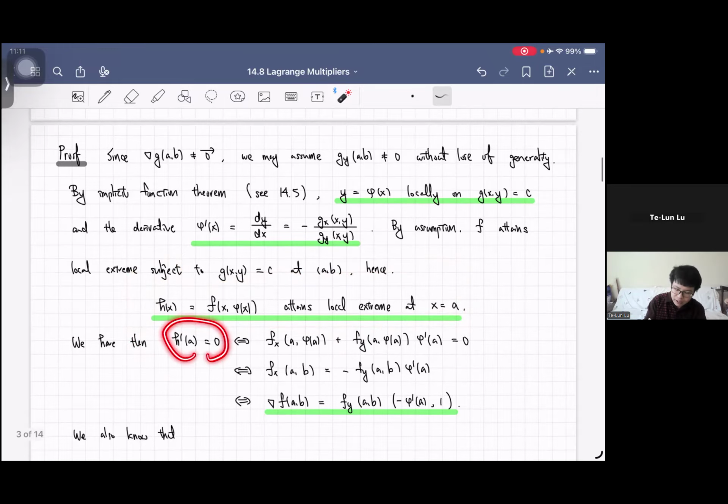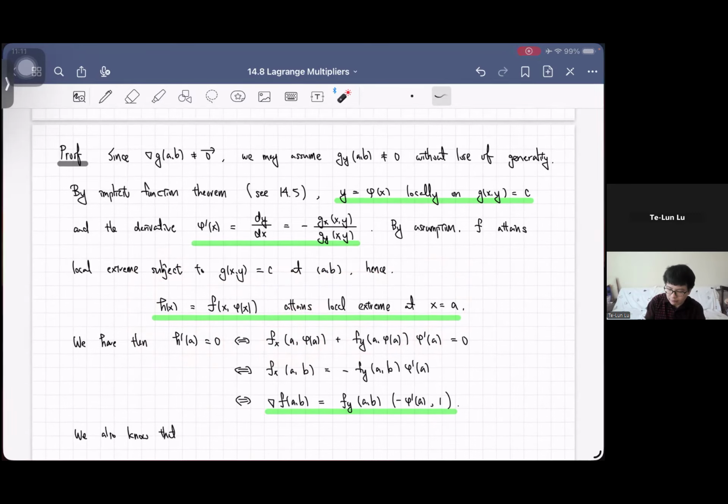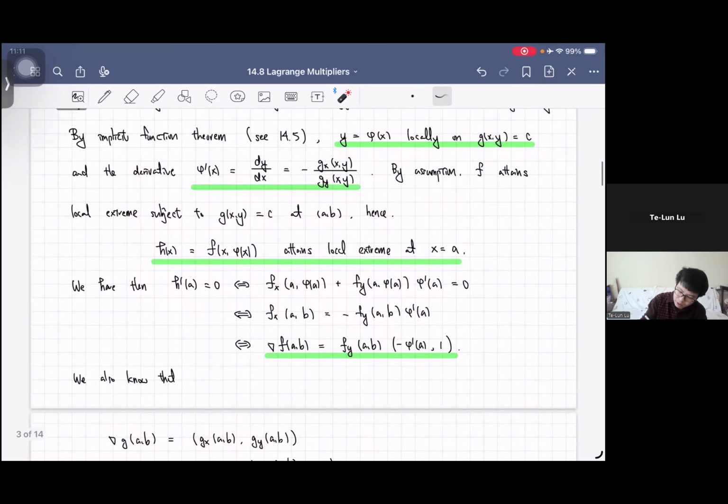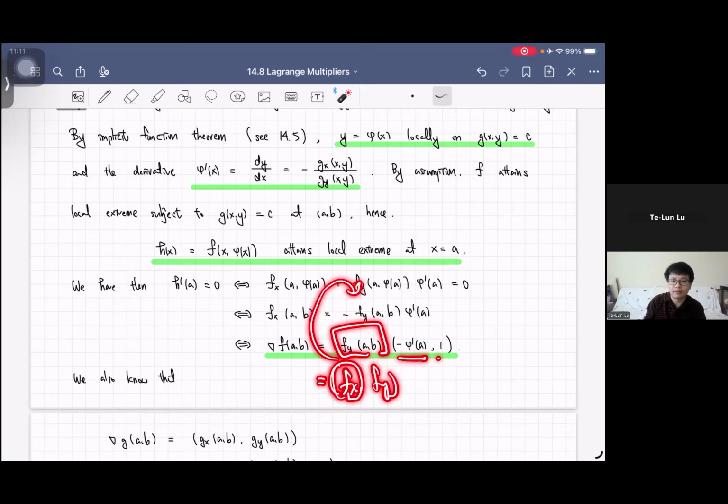So by chain rule, you have fx(a, phi(a)) plus fy(a, phi(a)) times phi prime of a equal to 0. So that tells us that you can solve fx in terms of minus fy times phi prime of a. So the gradient of f, maybe I can write more steps, is (fx, fy), where fx is equal to this guy. So by factoring that out, you get fy times (minus phi prime of a, 1). Okay, that is the gradient vector of f in terms of phi.